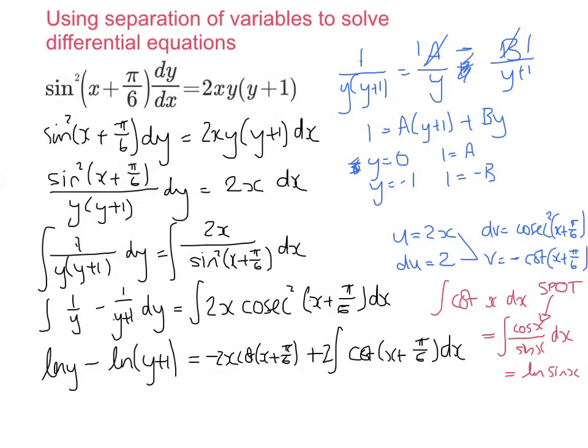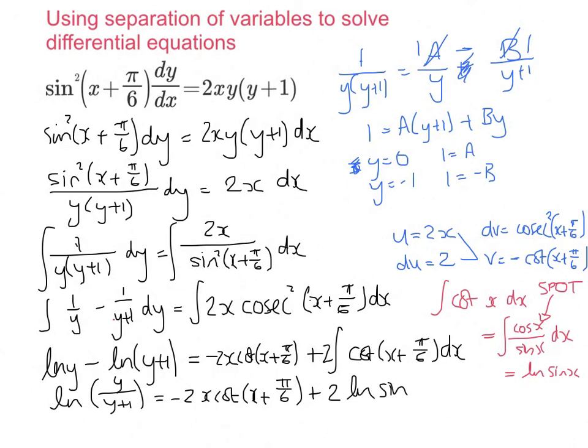So what we end up with is ln(y over y plus 1) equals minus 2x cot(x plus pi by 6) plus 2 ln sine(x plus pi by 6). Now tell me that wasn't fun. Plus c.